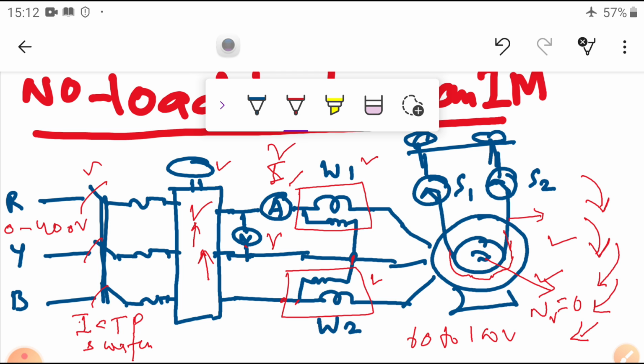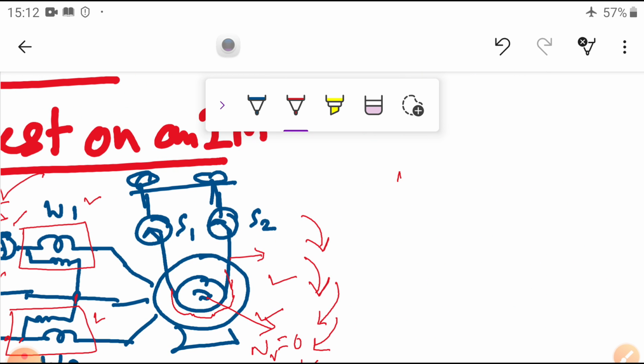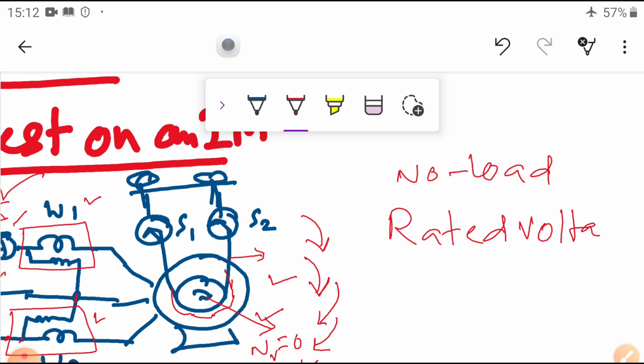Once the rotor picks up the maximum speed, you can start increasing the voltage up to the rated voltage. In this case, what is the precaution? In the no load test, you have to give the rated voltage to the stator. What is the rated voltage here? That is equal to 400 volts. The rated voltage of 400 volts is given, then the rotor is rotating at normal speed. So, this is the starting method of the induction motor.